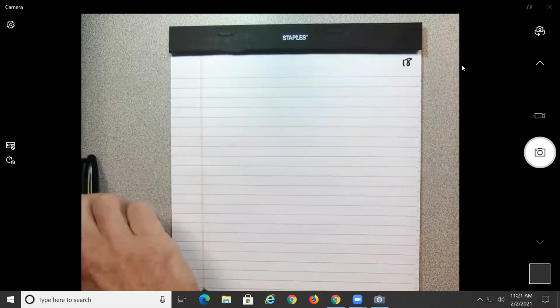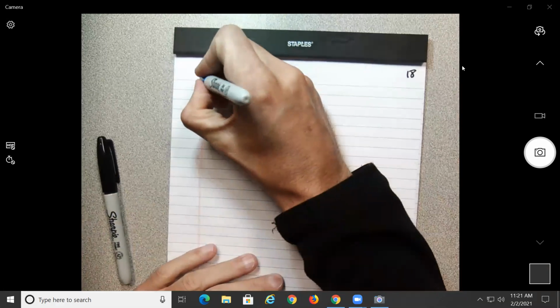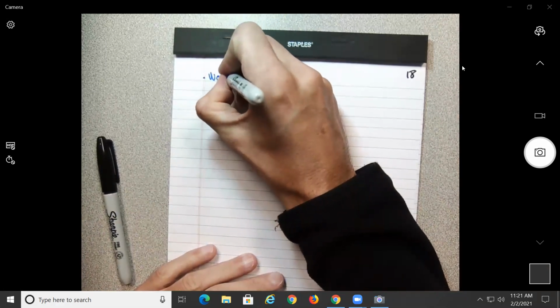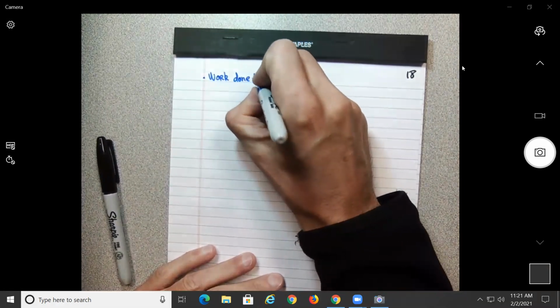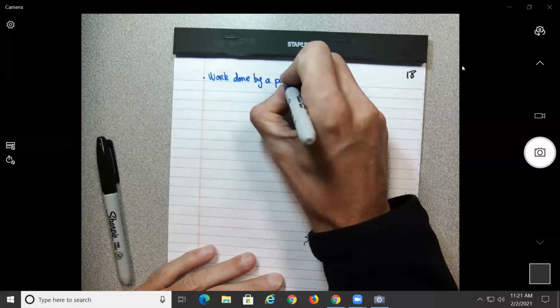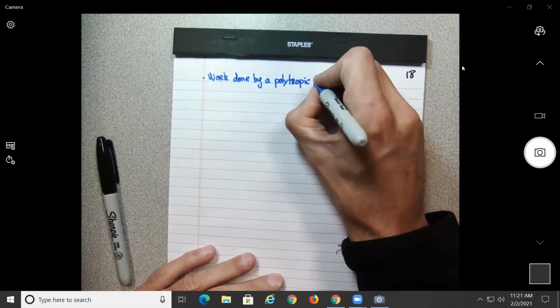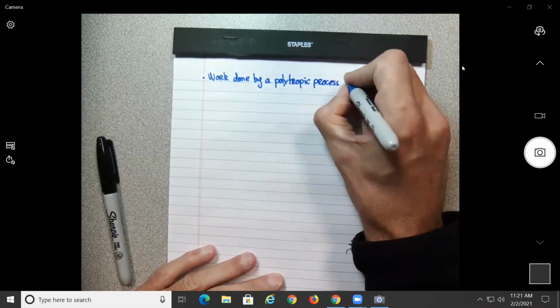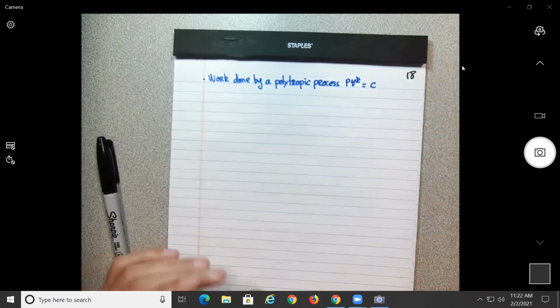So this time, let me see if I can use the same colors. All right, I use blue. So work done by a polytropic process, PV to the K equal to a constant. So this is a continuation.